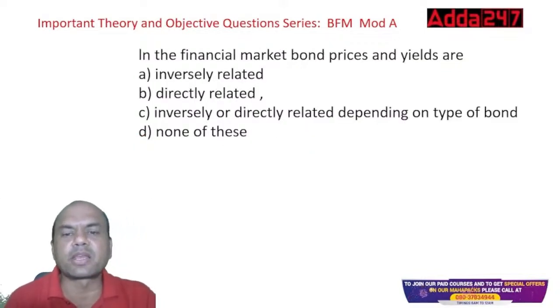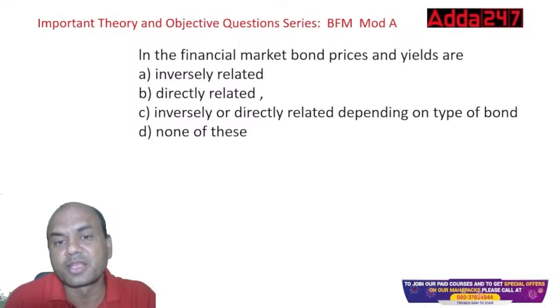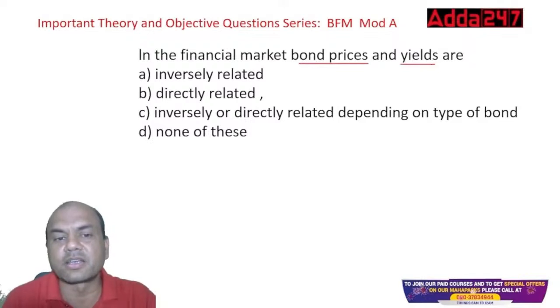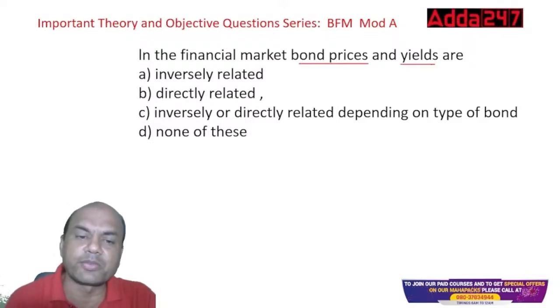In financial markets, bond prices and yields are inversely related, directly related, inversely or directly depending on the type of the bond, or none of these.